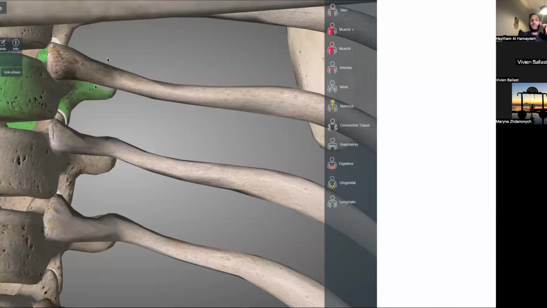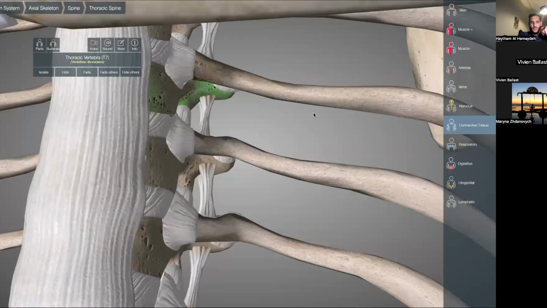Now there's one more part. We know the head has two articular surfaces, inferior and superior. And what's between the inferior and the superior? We have a crest. What does the crest articulate with? Now I'm going to add the tissues.